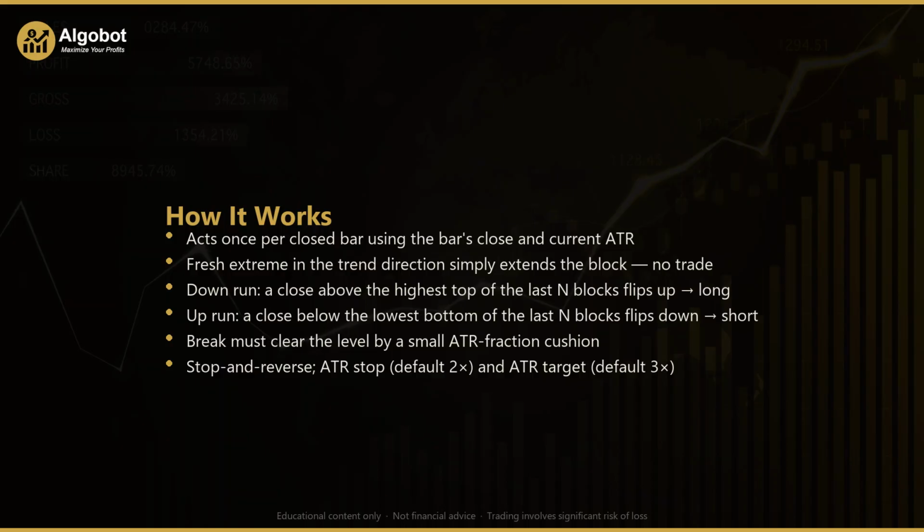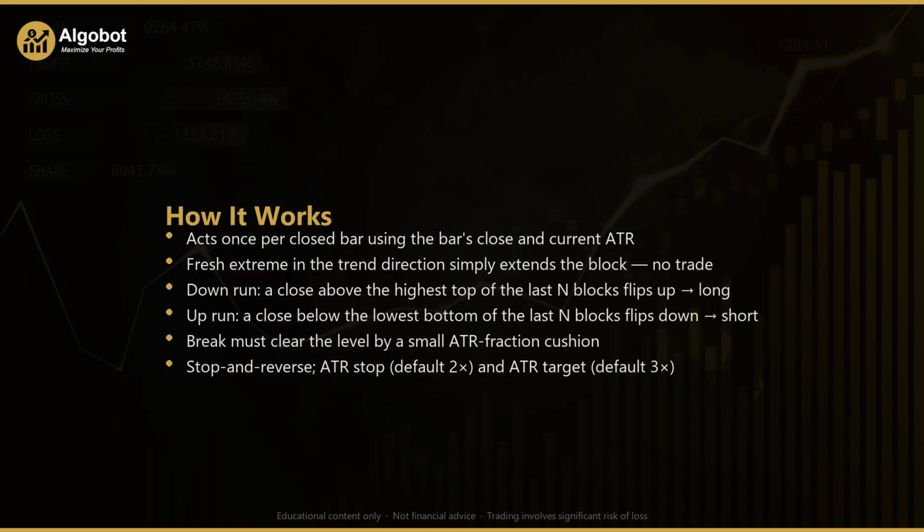The interesting moment is the reversal. Suppose a down move has been running. The strategy looks back over the last several blocks, up to the number set by the LinesToBreak parameter, which defaults to 3. Because the tops of a down run step lower and lower, the earliest block in that window holds the highest top. That highest top becomes the level a bullish reversal must clear.